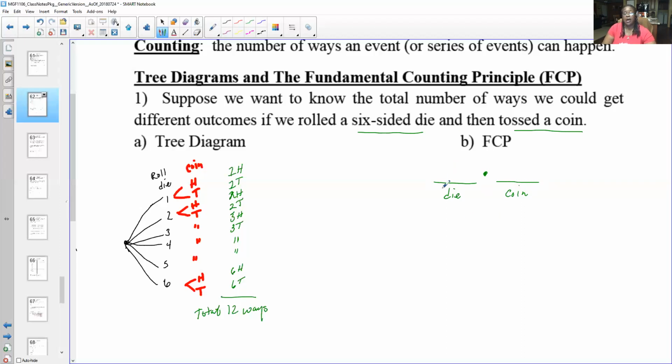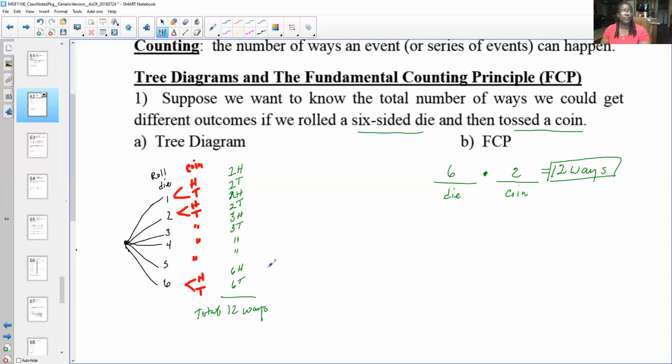How many choices do we have for our die toss? Would be 6. How many choices do we have for our coin toss? 2. When we multiply those together, it gives us our 12 possible ways. You see how this is much simpler than actually using this tree diagram to branch out and write out what those 12 ways look like. Again, we don't care what the ways look like. We just want to know how many outcomes we're looking at.